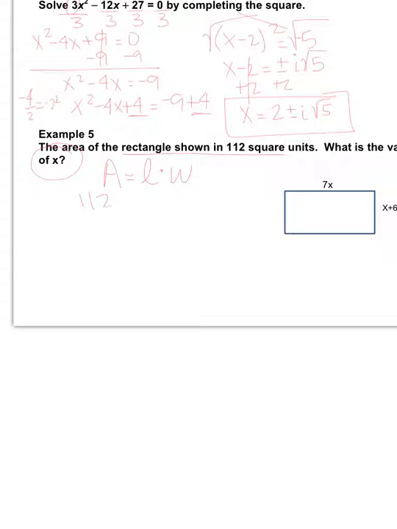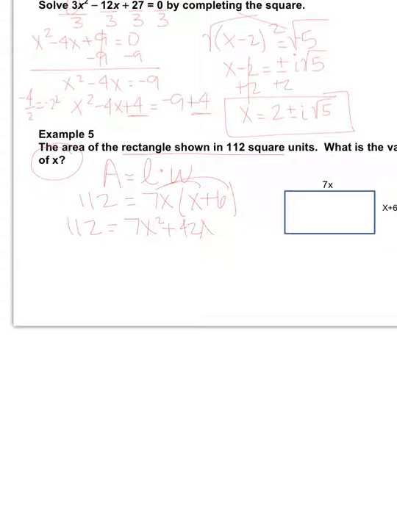Area is 112. The length of this rectangle is 7x, and the width is x plus 6. So notice if we were to multiply 7x times x plus 6, we're going to end up with a quadratic equation. We're going to need to solve for x, so we're solving a quadratic equation. Okay, so you could use factoring, you could use quadratic formula. We're going to use completing the square, since that's what we're doing today. So that would be 7x squared when we distribute plus 42x.